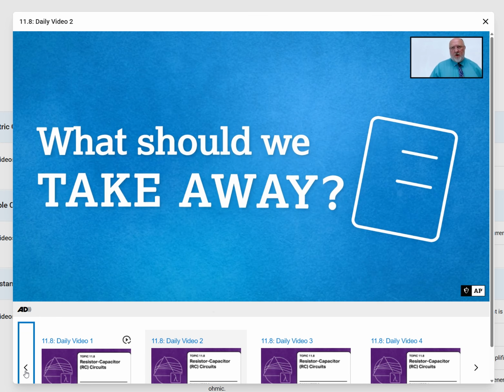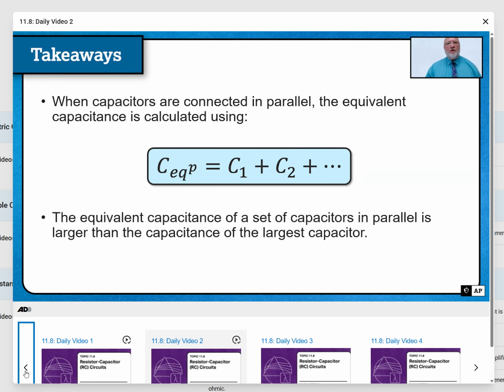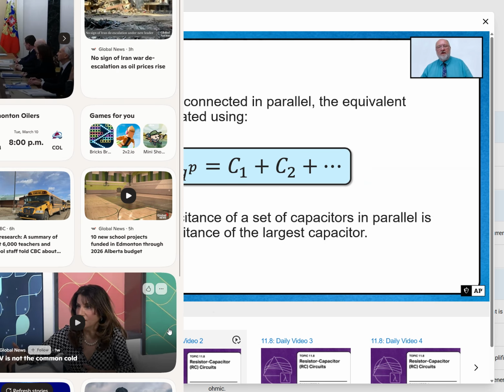So what should we take away from all this? Well, when you have capacitors connected in parallel in a circuit, the equivalent capacitance is calculated using this formula. C equivalent is equal to C1 plus C2 plus however many other capacitors you put in parallel. And the equivalent capacitance of a set of capacitors in parallel is larger than the capacitance of the largest capacitor.